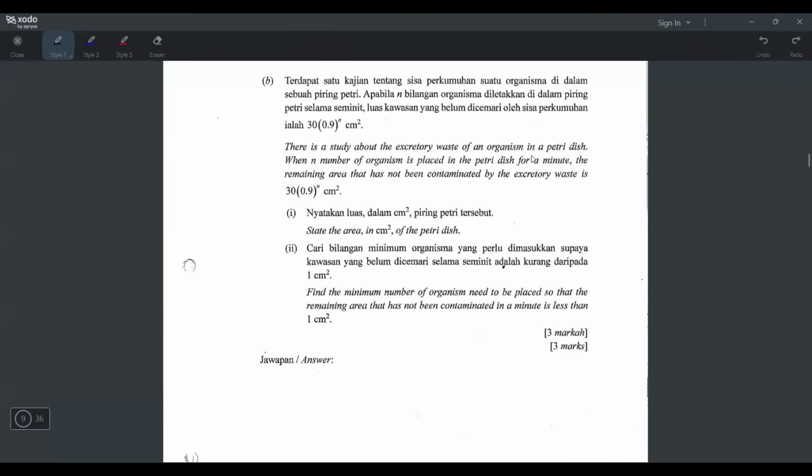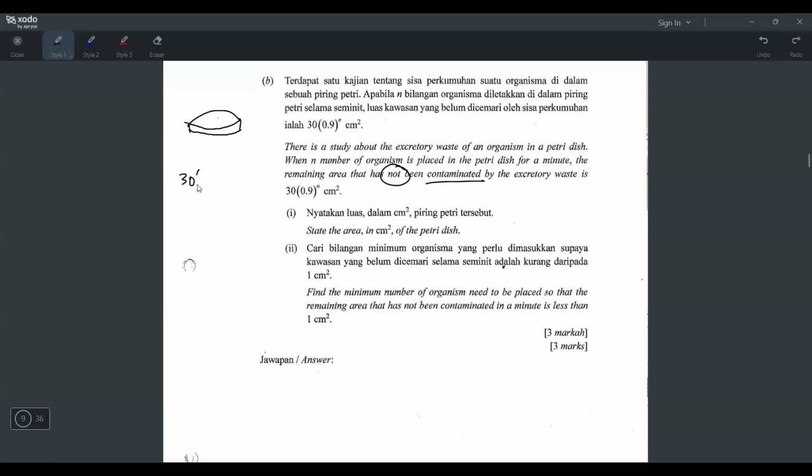Okay, let's make sure we understand fully the story, because if we don't understand, we might do the wrong things, right? So we have a petri dish, okay? And then what happens? This is a study about excretory waste, sisa perkumuhan of an organism. So when n number of organisms is placed in the petri dish for a minute, the remaining area that has not been contaminated is this formula.